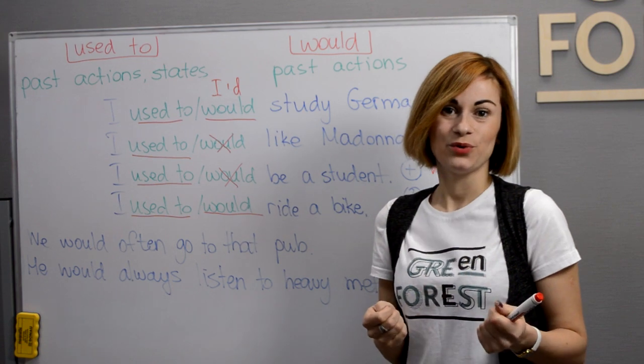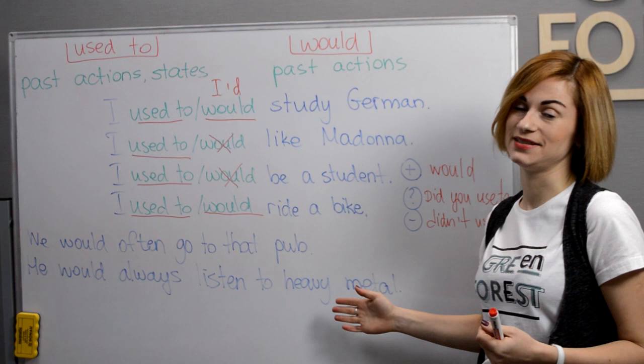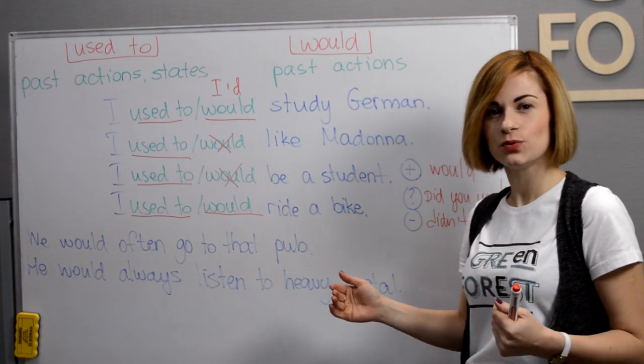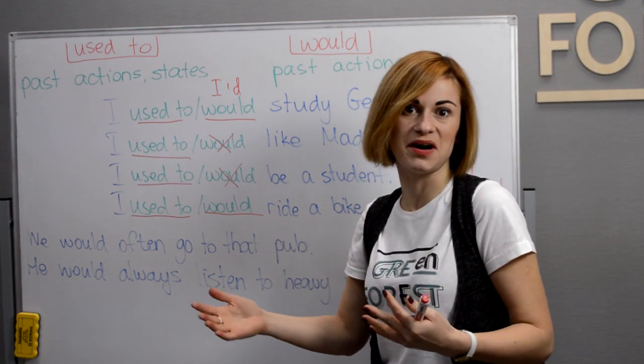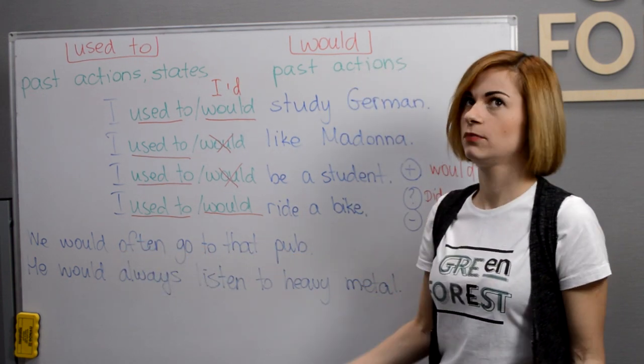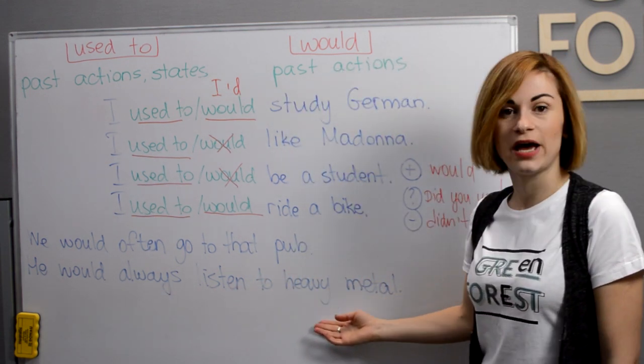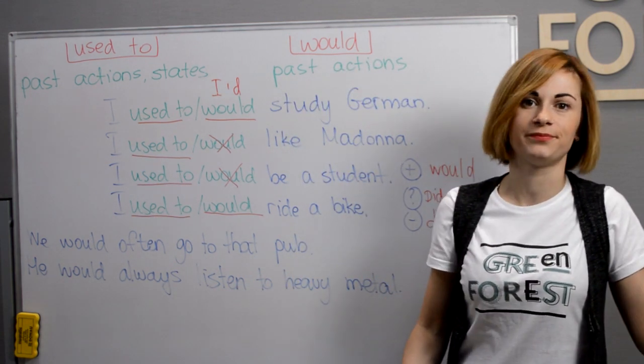By the way, we want to use the words often and always in these kind of sentences to show that the action was really repeated in the past. For example, we would often go to that pub when we were students. Or he would always listen to heavy metal when he was younger.